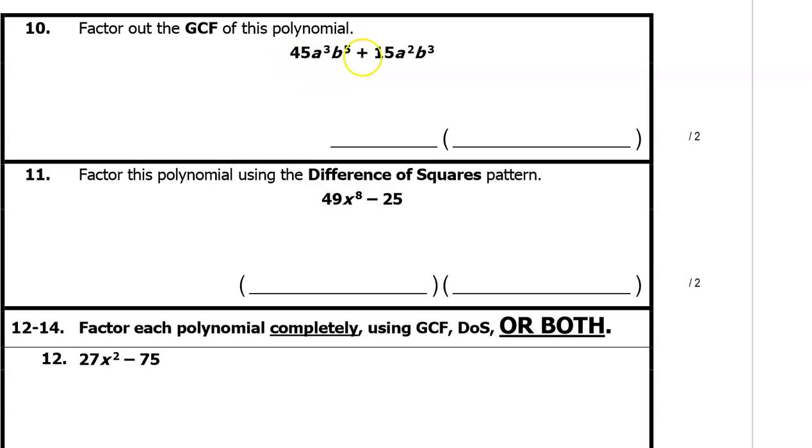We have these two numbers, 45 and 15. I have taught you to focus on the smaller number first. Focus on the 15. What are all of the numbers that divide evenly into 15?